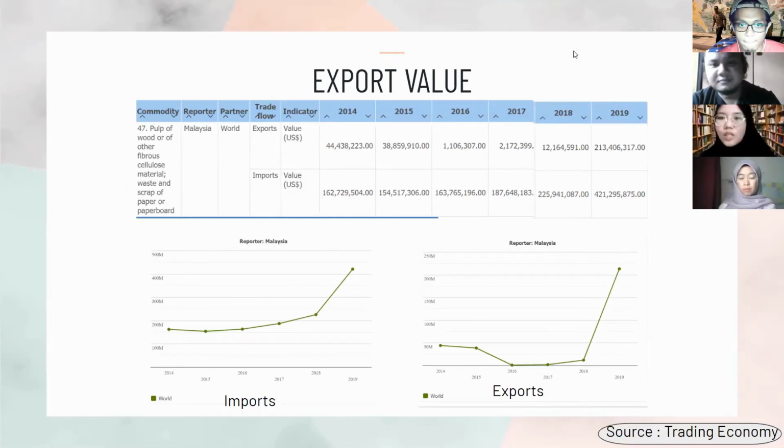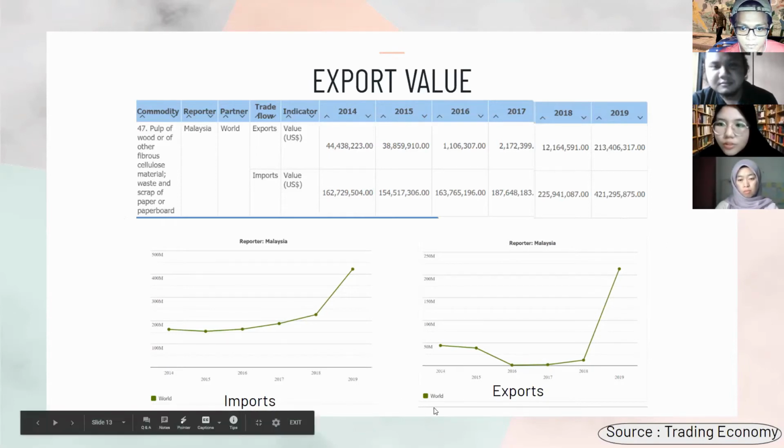Okay, so I will continue the presentation, which is about the export value of pulp of wood or of other fibrous cellulose. From the table here, you can see the value of export and import in US dollars from the year 2014 until 2019. Below the table, I have given the graph for the imports and exports, so we can see it clearly. I would like to touch on 2018 and 2019.